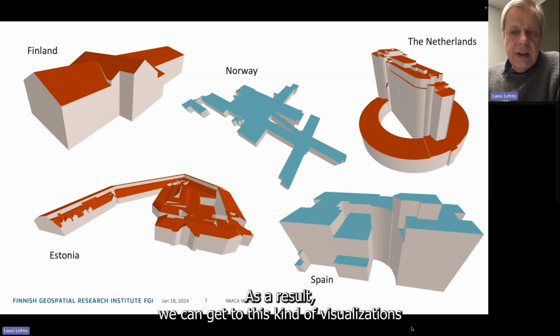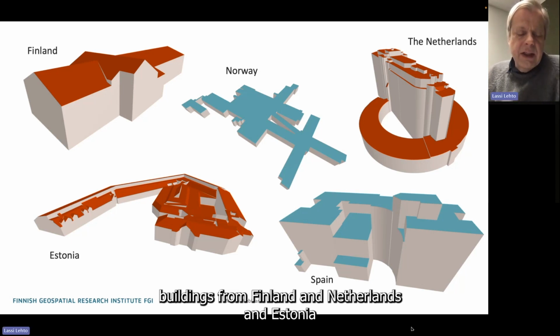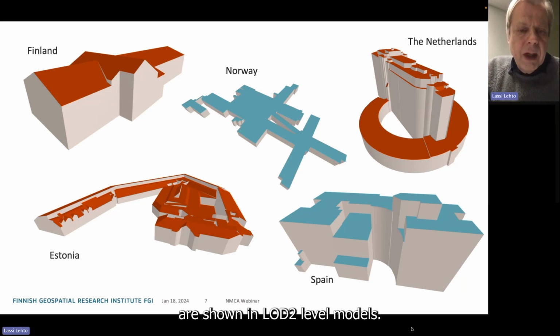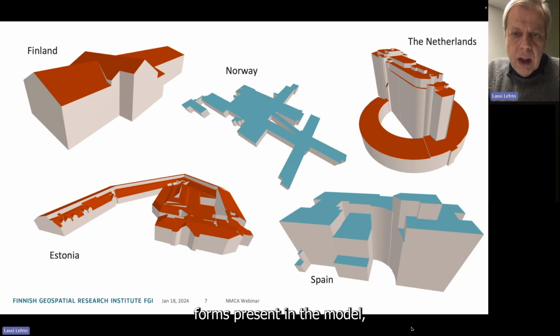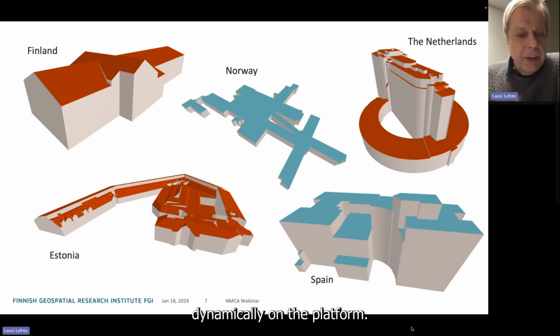As a result, we can get this kind of visualizations of 3D buildings. As you see, buildings from Finland, Netherlands, and Estonia are shown with LoD2 level models. They have real roof forms present in the model, whereas for Norway and Spain, we have just LoD1 level models that are actually processed dynamically on the platform.